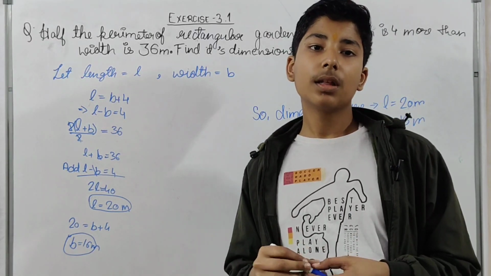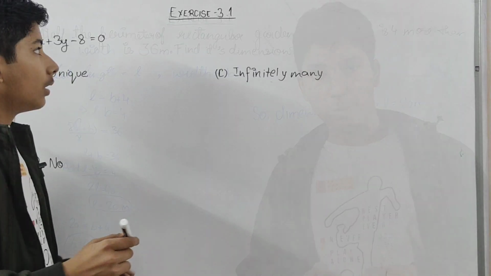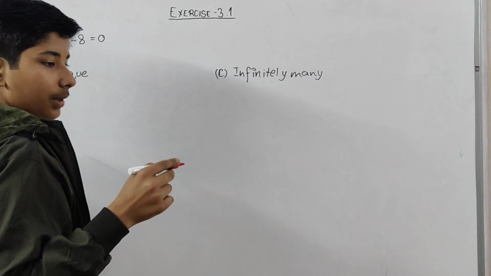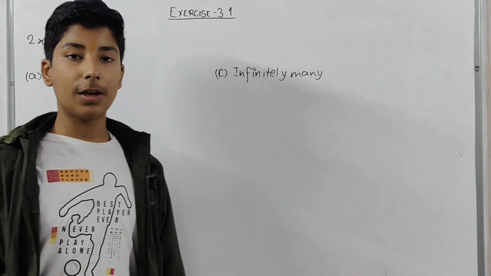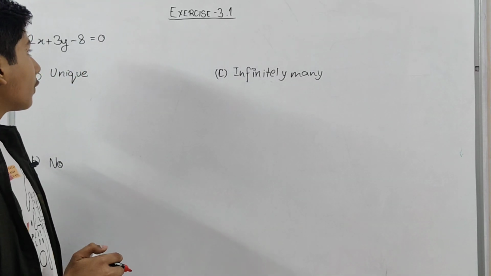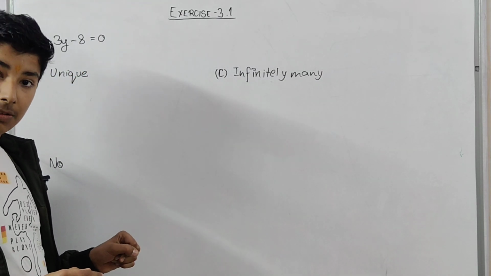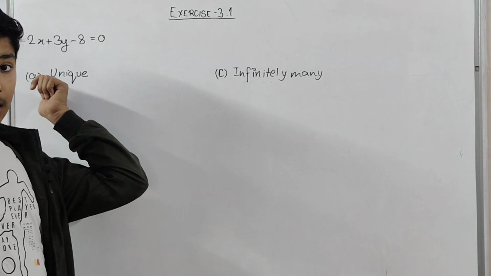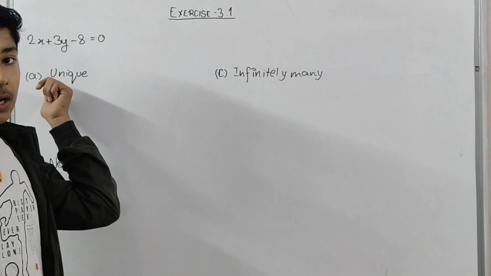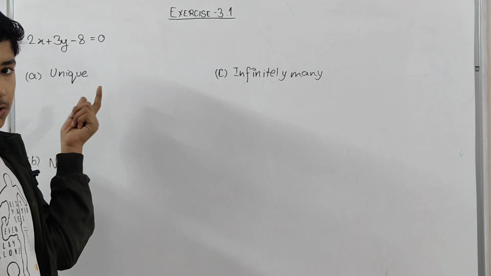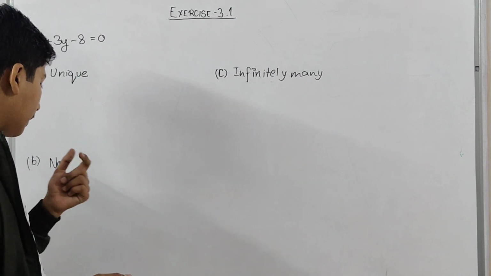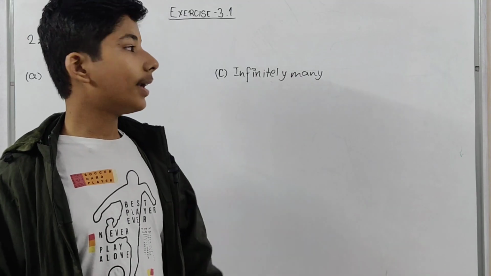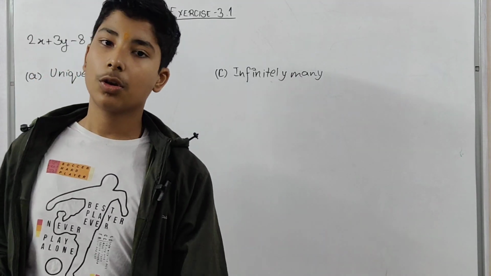Now we will come to our second question of this video. In this question, one of the equations from a pair of linear equations in two variables has been given to us, and we have to find the second equation in such a way that the first pair has intersecting lines on the graph, meaning a unique solution. The second has parallel lines, meaning no solution. And the third has coincident lines, meaning infinitely many solutions.